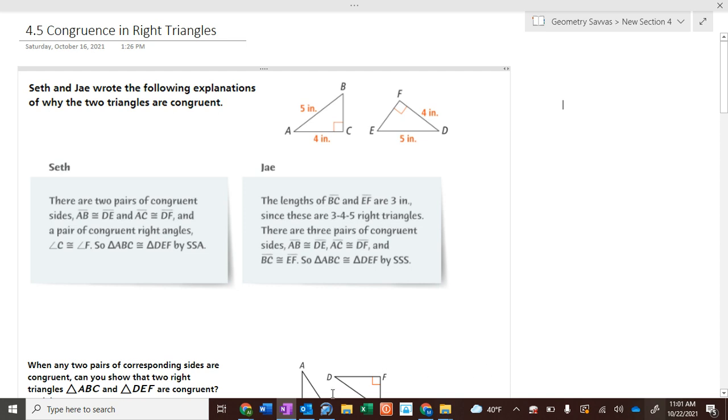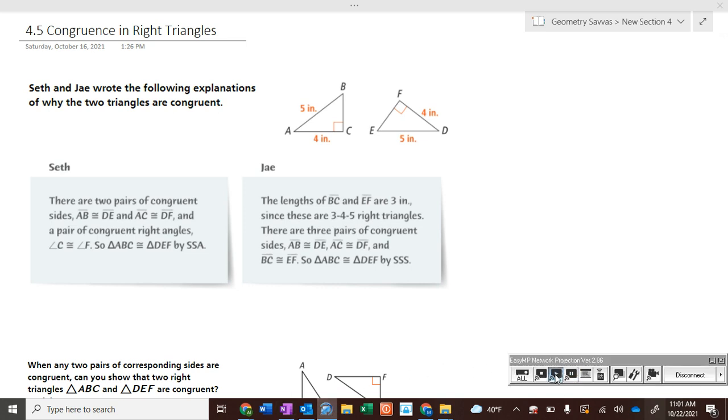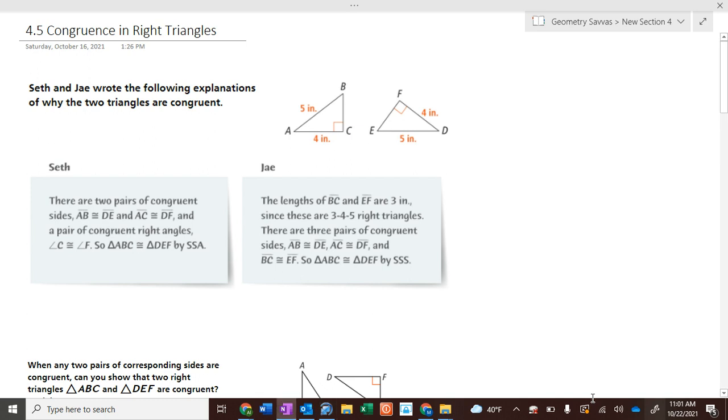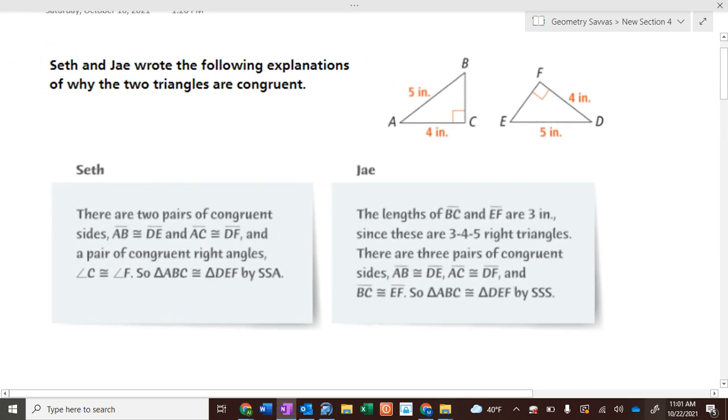Okay, today we're going to be looking at right triangles. And here Seth says, well, these two triangles are congruent because there's two pairs of congruent sides, AB is congruent to DE, AC is congruent to DF, and a pair of right angles, so that by side-side-angle, those are congruent.